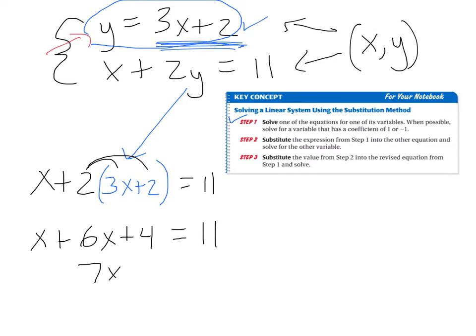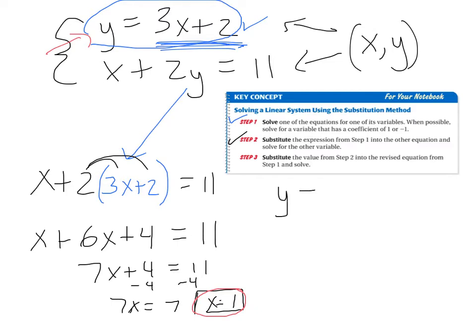Combine like terms if you got them. And you can see 7 equals 7x. How about x being worth 1? Step 2, complete. Step 3 says substitute the value from step 2. That's what we got here. Substitute that into the revised equation from step 1. Well, the revised equation was the one that was already given because it was already solved for a given variable, y. And now we've got x to be 1.